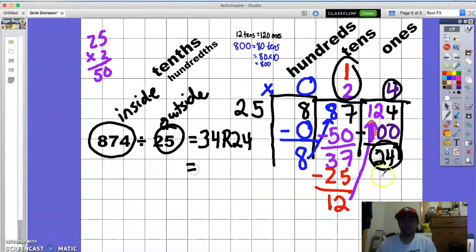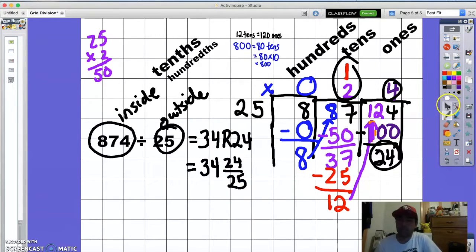Or I could also say that we have 24 out of 25 here. So I have 34 and a remainder of 24 out of 25. So these are two possible answers.